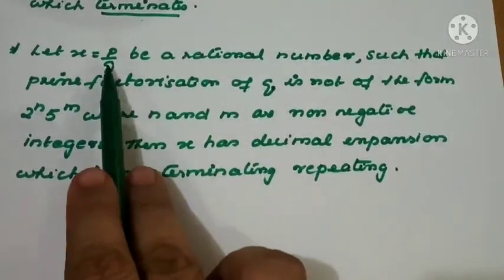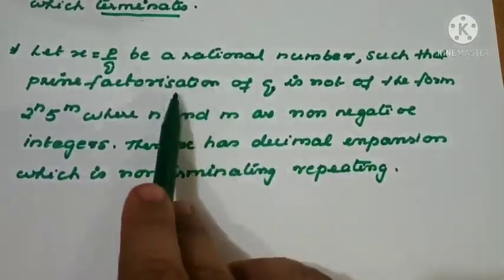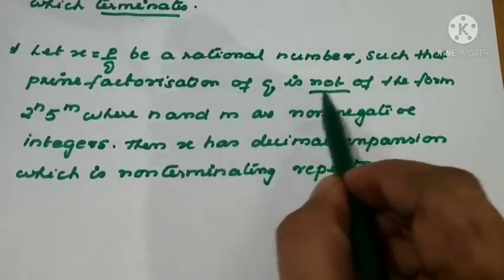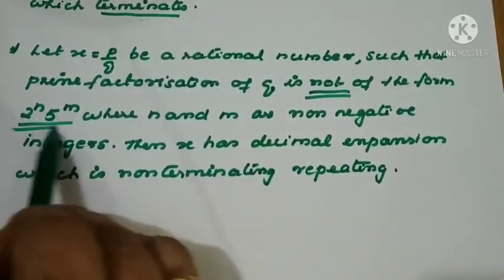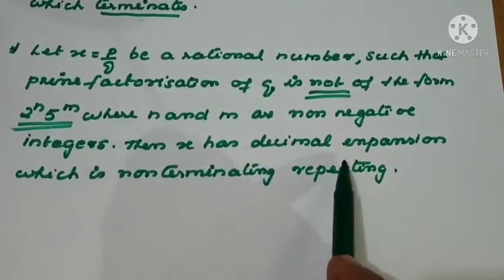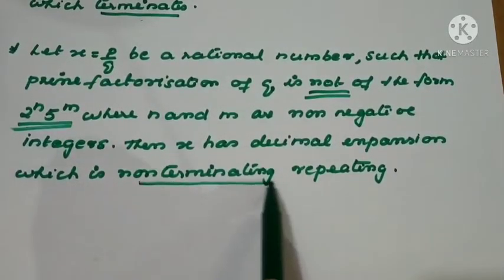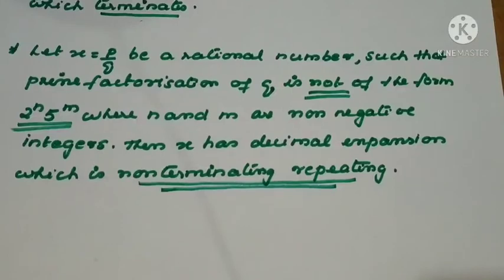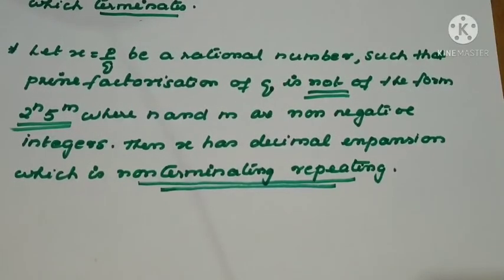The last point: x equal to p by q is a rational number such that the prime factorization of q is not of the form 2 raised to n into 5 raised to m, then the decimal expansion is non-terminating repeating. So this is the way we are making the conclusion. A terminating decimal expansion has a denominator of the form 2 raised to n into 5 raised to m, whereas in non-terminating recurring, we cannot express q in the form 2 raised to n into 5 raised to m.